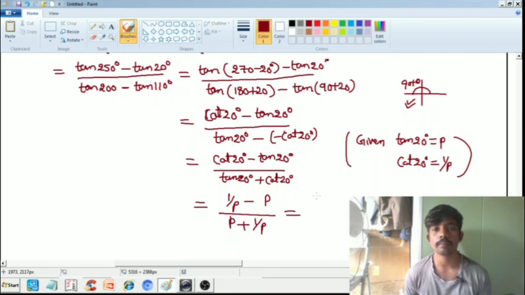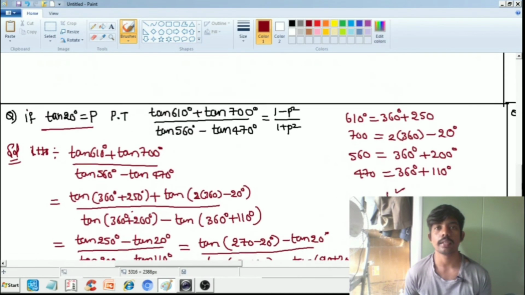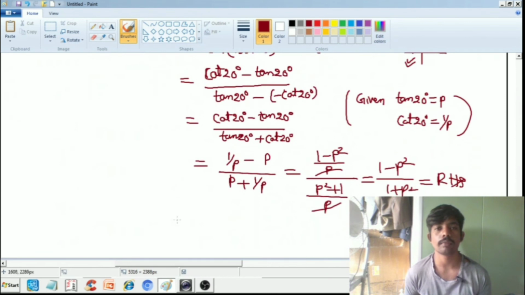Now do the LCM: 1 minus P square by P. Cancel P, hence 1 minus P square by 1 plus P square. This is the RHS, and this is the left hand part. Therefore LHS is equal to RHS, hence proved.